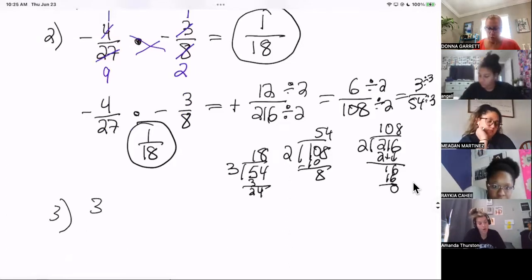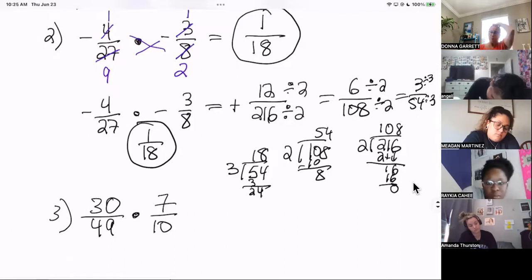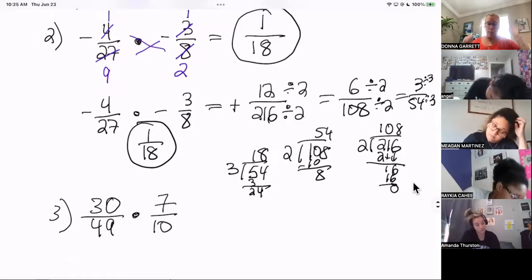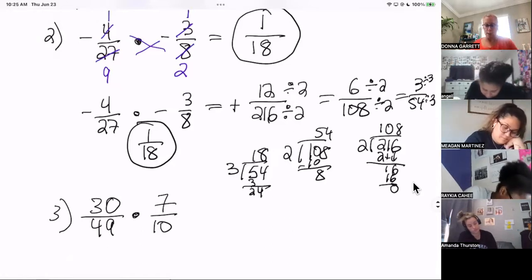Let's do 30 over 49 times 7 over 10. So what I want you guys to do, I want you to do it any way you want, cross simplifying or multiplying across, whatever you want. At the end, get the simplest form of the answer.